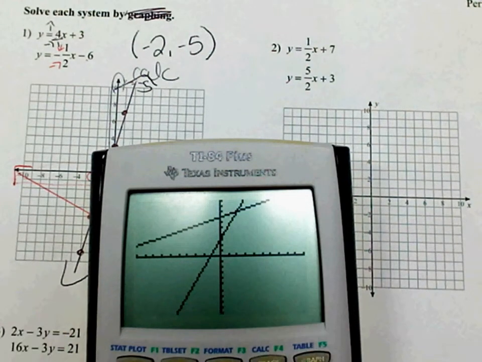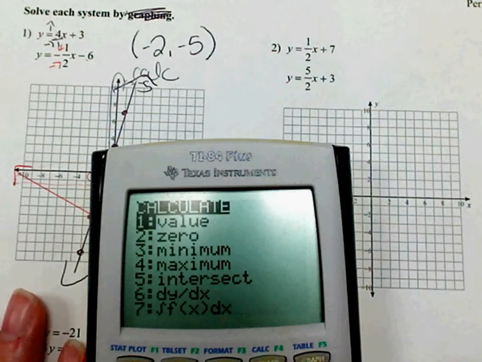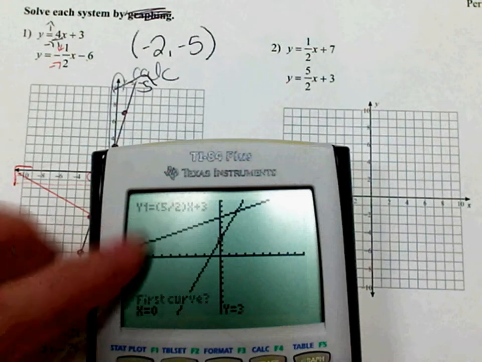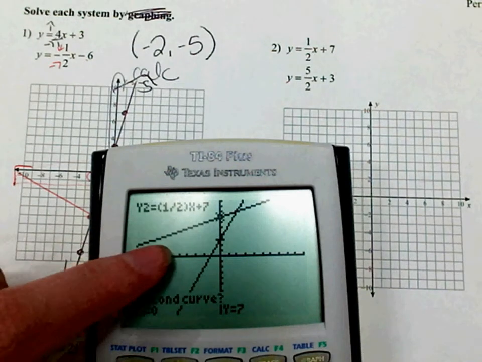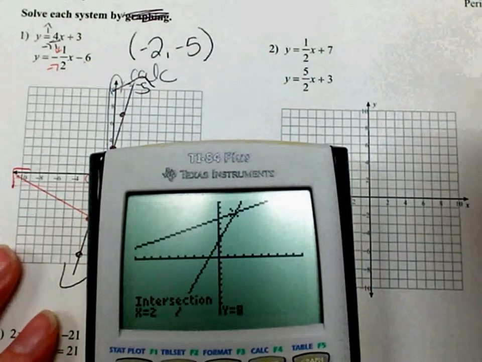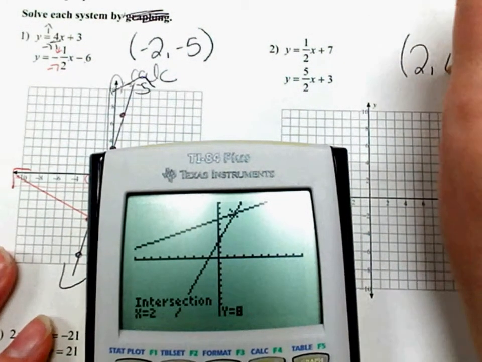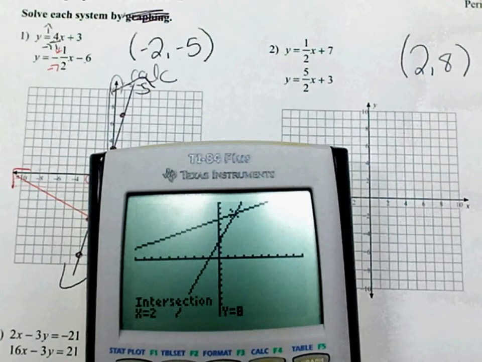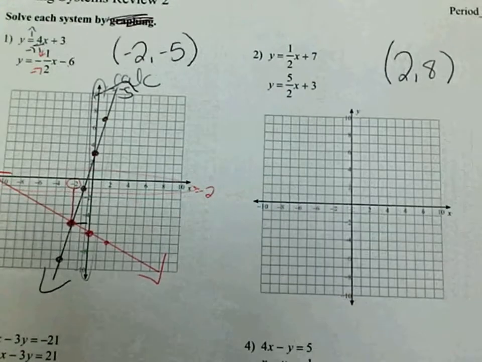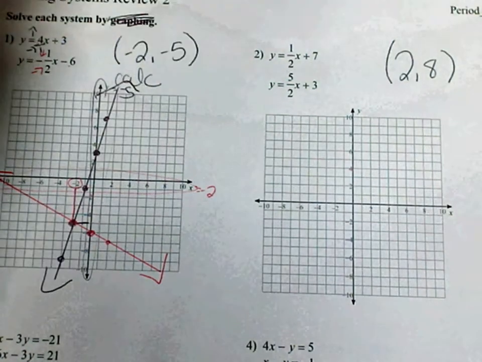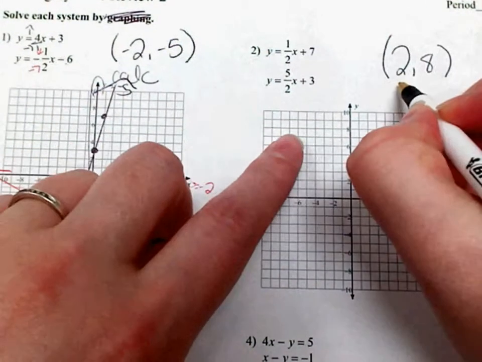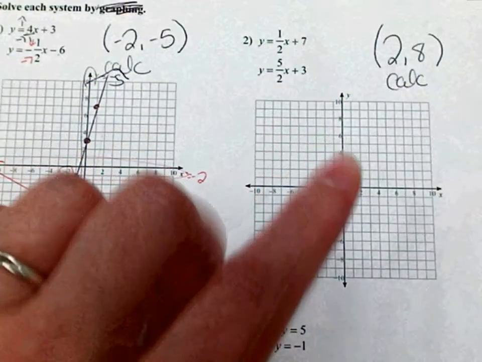So we're going to go to second calc. We want the intersection. The first curve, you're going to double check you typed it right. Enter. Did I type that second one right? Enter. Yes, I want you to guess. The intersection is 2, 8. Okay? So you could take the time to go ahead and verify this graphing. So I'm going to go ahead and do that, but you don't have to on the test. You could just simply write calc here and be done. Okay, but it's either right or wrong if you do it that way.